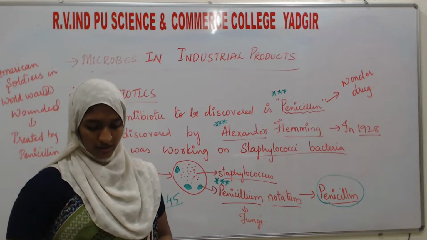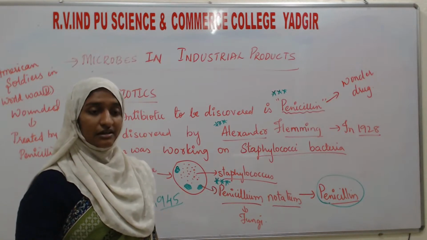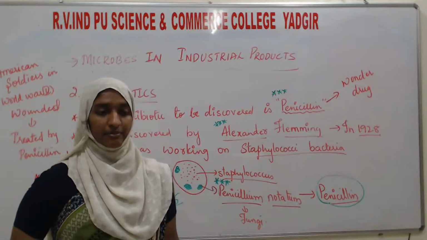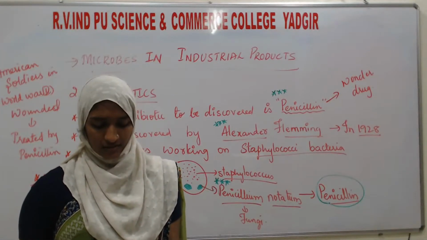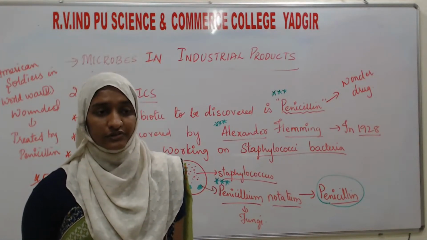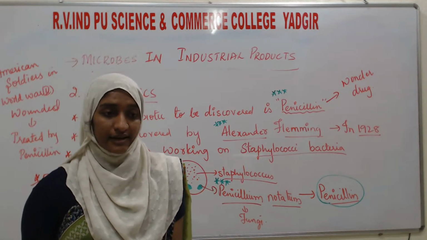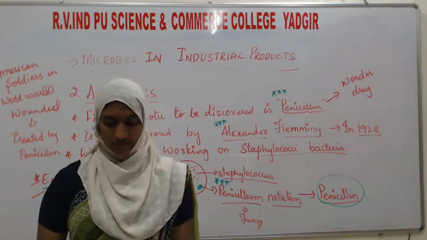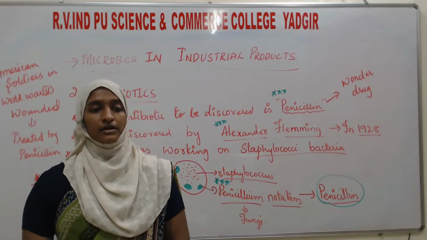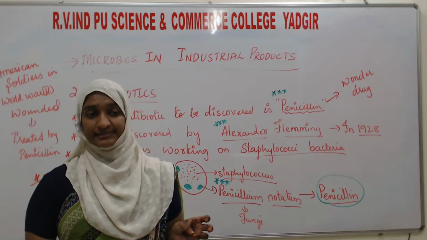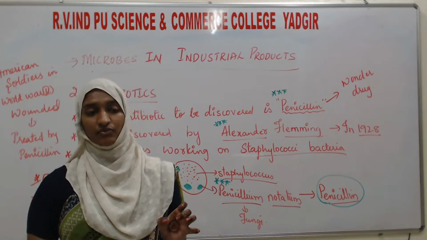So this is about the antibiotics. In the next class we will see about the chemicals, enzymes and certain other bioactive molecules which are produced at the industrial level or on a large scale. So in that will come enzymes, acids, and then bioactive molecules.